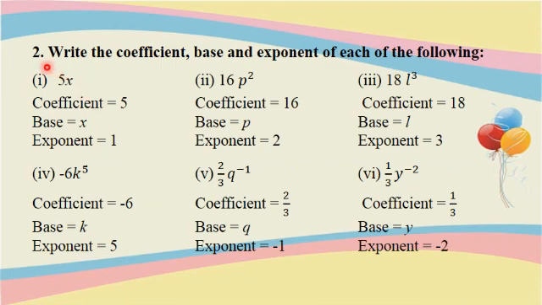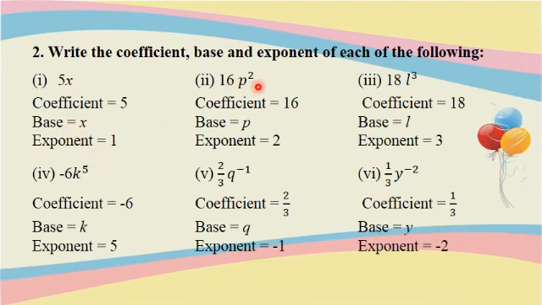Now in the second question, write the coefficient, base and exponent of each of the following. The first question is 5x. We are observing that the constant number is 5 over here, which is the coefficient, and the base is x, and if there is no exponent then there is 1. So the exponent in this question is 1.